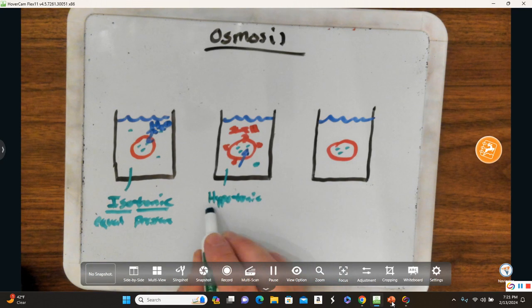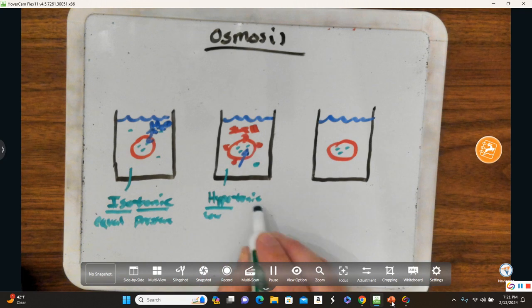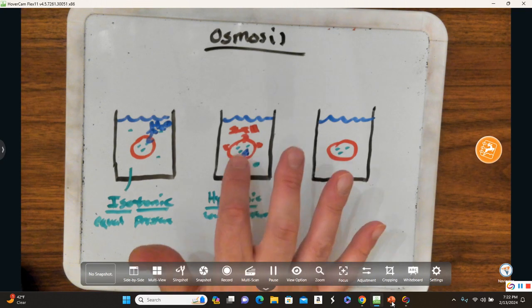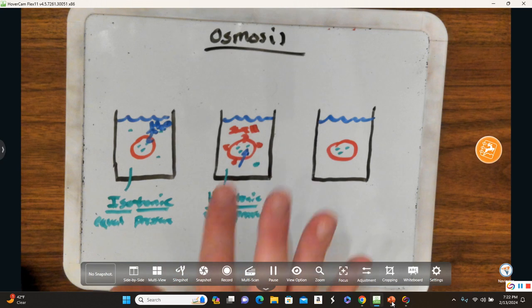The solution has a low osmotic pressure. Water moves from high osmotic pressure to low osmotic pressure. So osmosis, it's a real hoot. Water always moves towards the greater solute.